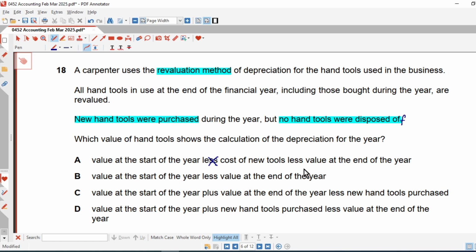Well, this will be true if there was no purchase, but in this case you're just ignoring all the new purchases. That's wrong. Start of the year plus the value at the end of the year? Why are you adding the value at the end of the year? Doesn't make sense. So value at the start of the year plus the new tools purchased less the value at the end of the year. Okay, that makes much more sense, right? So D is the correct answer.